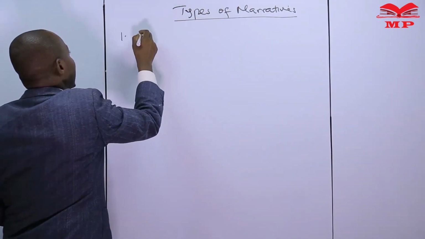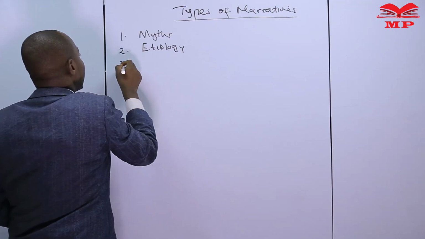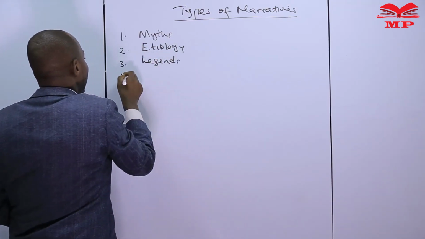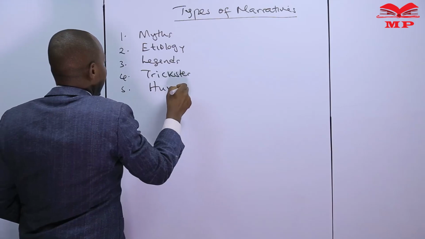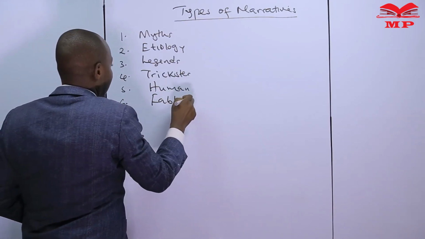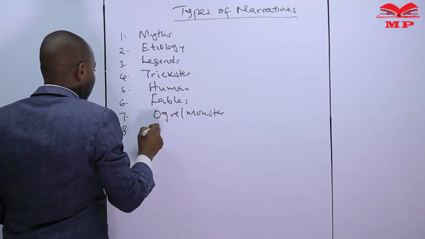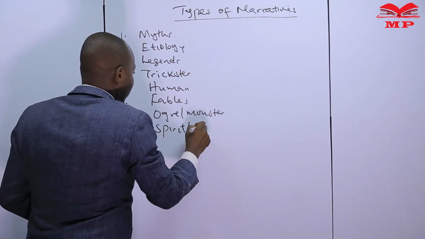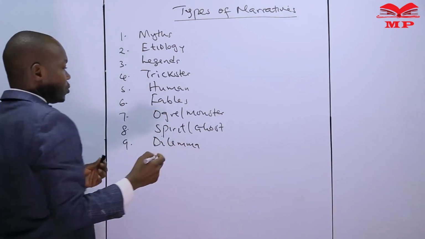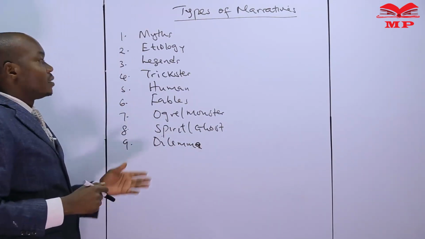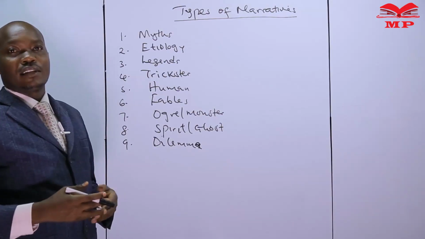We talked about myth, etiology, legends, trickster, human, fables, ogre or monster, spirit or ghost narrative. Then finally you have dilemma. So students, we have so far mentioned these types of narratives and defined each one of them and its characteristics.